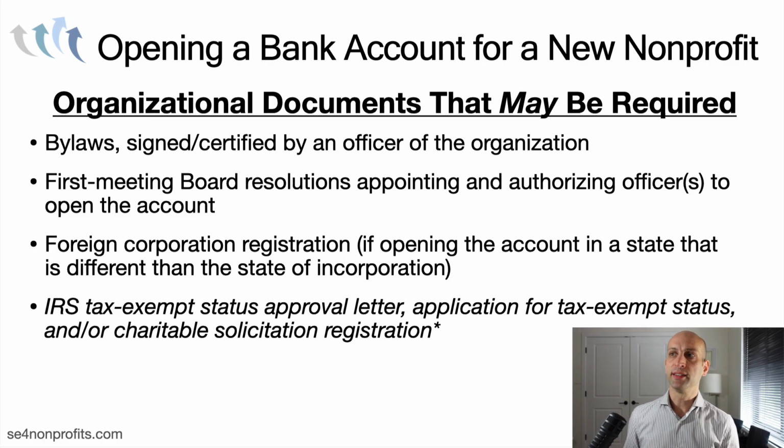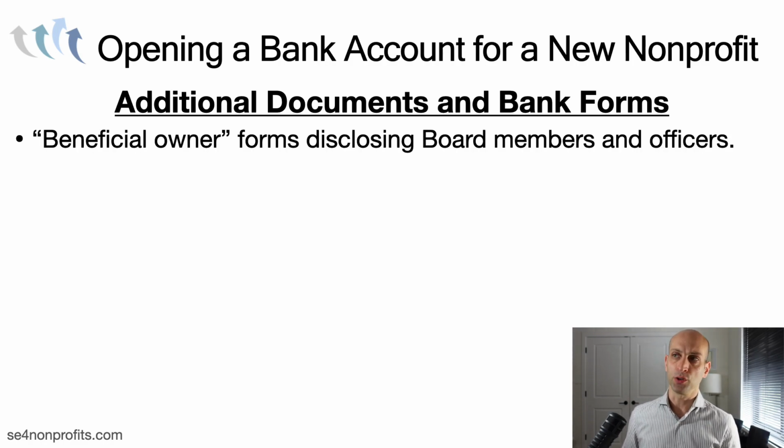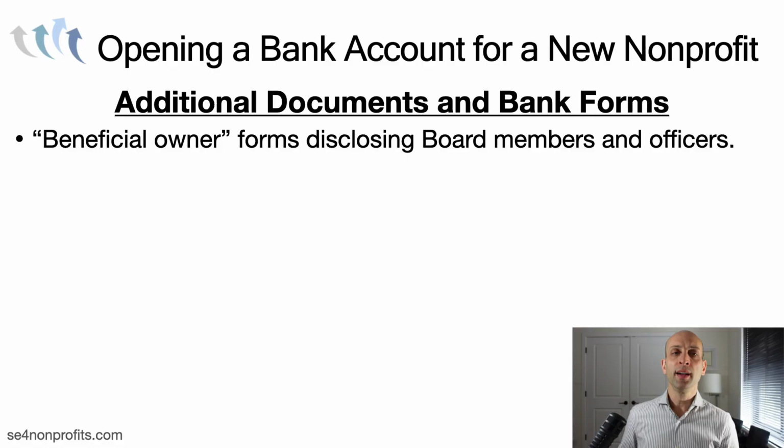Lastly, you will find some additional documents and bank forms that are going to be required as part of this process. Most notably, the beneficial owner forms, which disclose board members and officers of the organization. This document is required by federal banking regulations. However, it's a bit confusing because it's not well drafted to apply to nonprofit organizations which don't have owners. But just know that what they're looking for are the people who exercise control over the organizations, mainly the board members and officers.